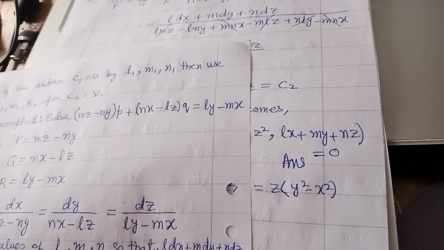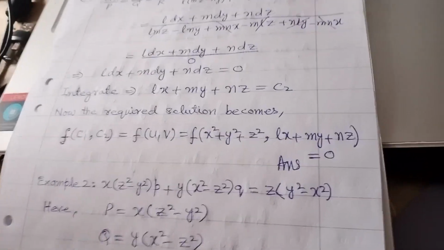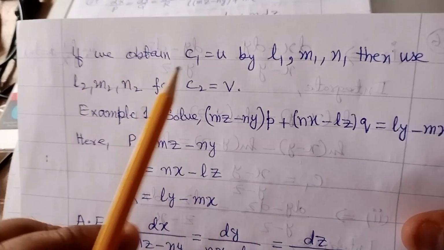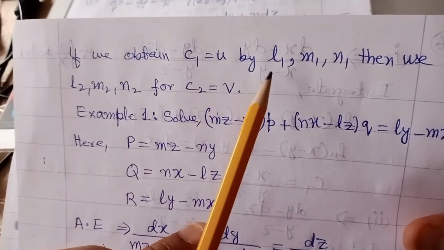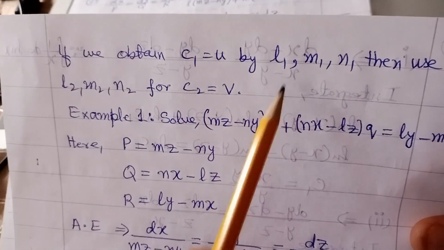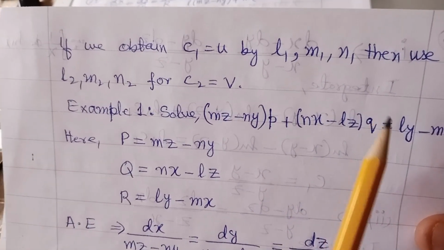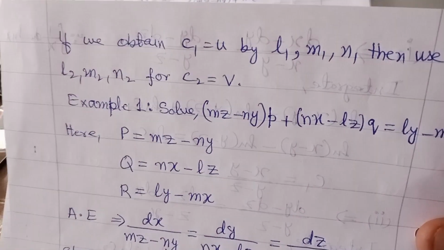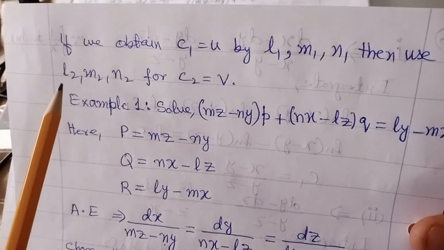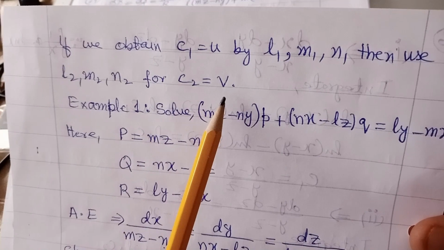Now if we obtain c1 that is equal to u, by using the first set of Lagrange multipliers l1, m1, n1, and then we use a second set of multipliers, we could write them as l2, m2, n2. So the solution from this would be c2, that would be equal to v.